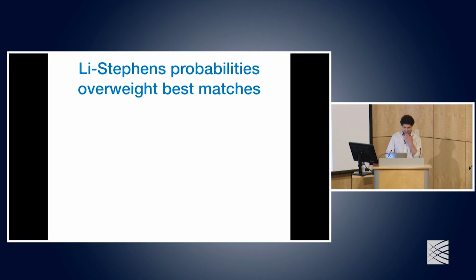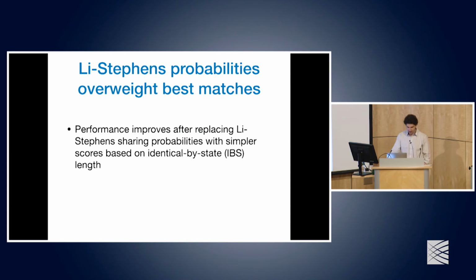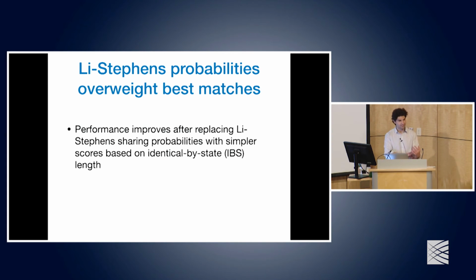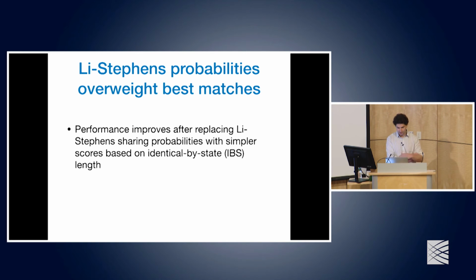After working with data, we found that the Lee-Stevens inspired approach performed well at the LPA VNTR, but it seemed to overweight the best matches, which resulted in a slightly reduced performance. I'll tell you exactly how we benchmarked our method in a moment. So we found that performance improved considerably after replacing the Lee-Stevens HMM probabilities with simpler scores based on identical by state length, just the amount of the SNP genotype the pairs of haplotypes share around the VNTR.